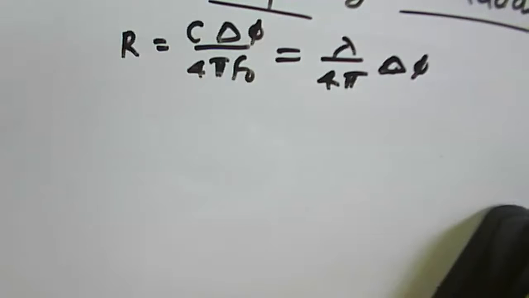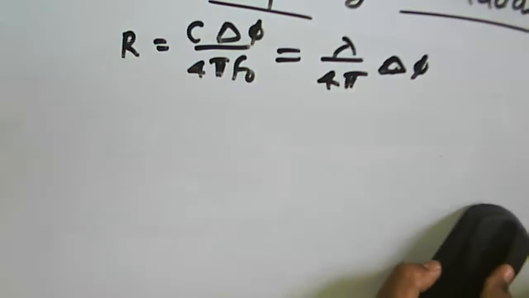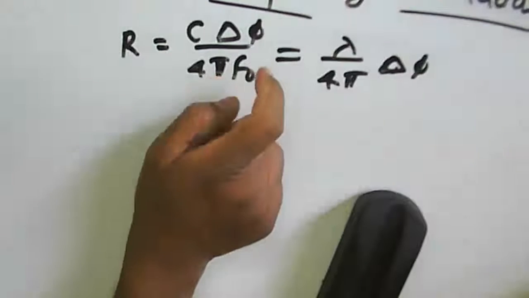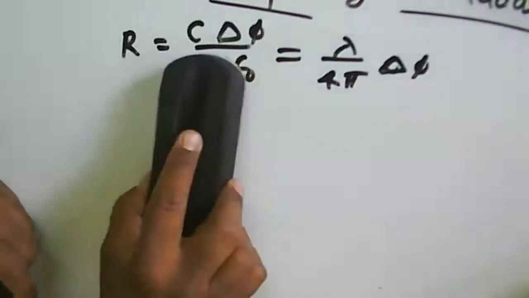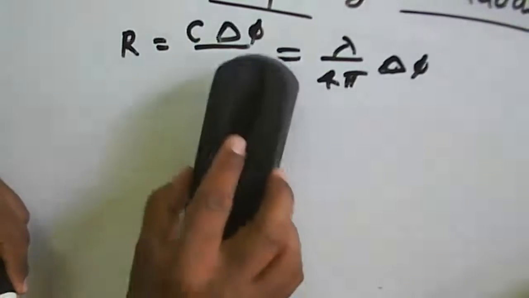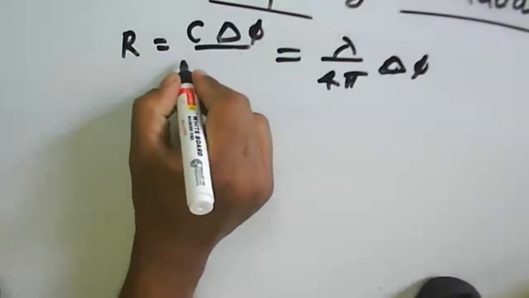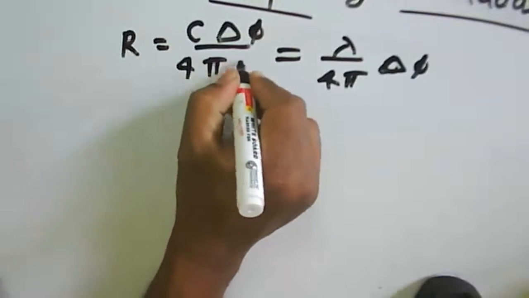Okay, so we can find out here. So what will be the radar range? The range of the radar is nothing but what we can define in terms of the phase difference. So we can write here what will be the phase difference.